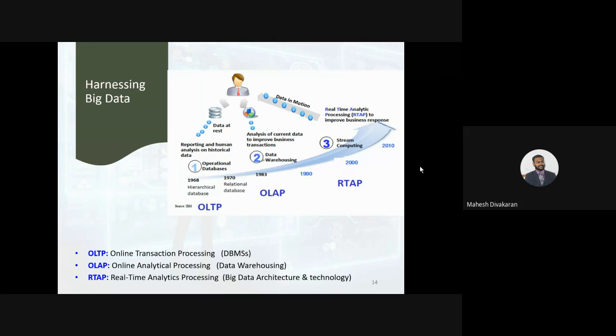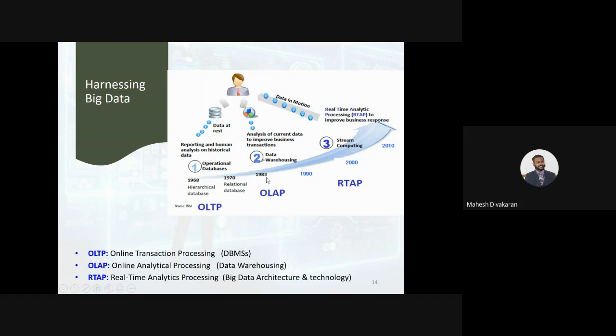Okay, so online transaction processing, online analytical processing, and real-time analytics processes, all these are part of big data analytics. First, we have some operational databases, and we have to report and do human analysis on historical data. Historical data we will analyze, and then we will report it.